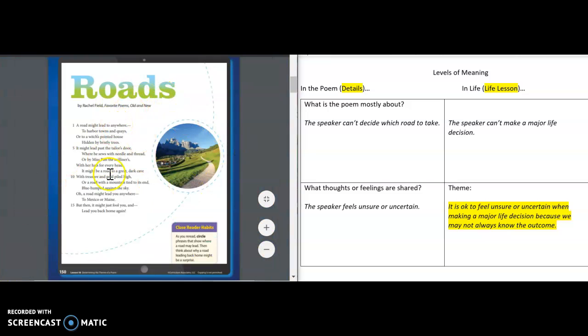So you guys are going to read this on your own, and you're going to go through the same process that Mrs. Body just did, focusing on the details in the poem, what it was about, and then thinking about what that means as far as a life lesson, then thinking about what thoughts or feelings your speaker encountered or shared, and finally, how can that help us lead to the theme?